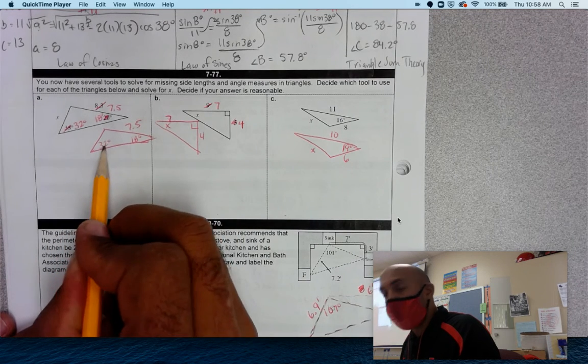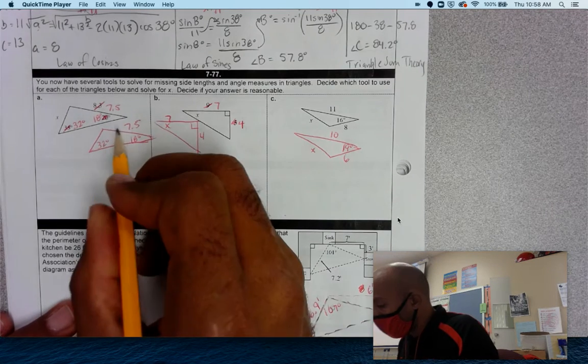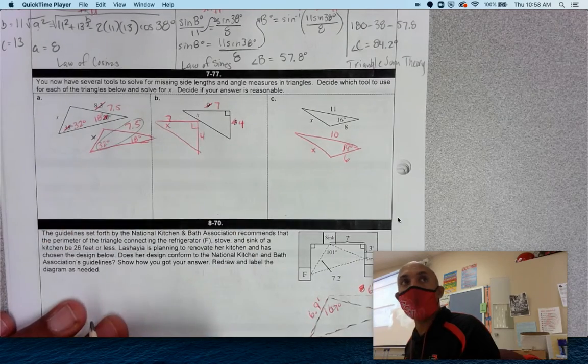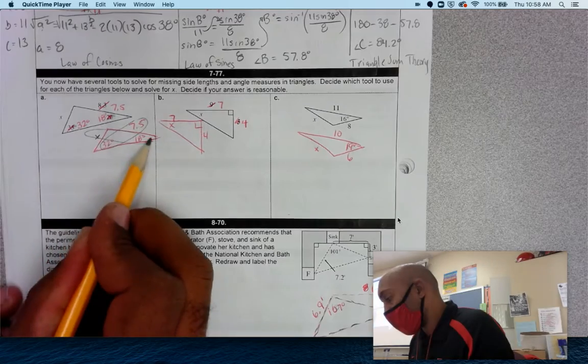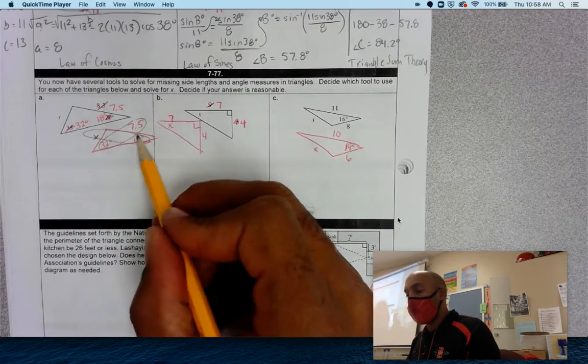This side and that angle are opposite of each other, so there's a pair. I forgot to include the x here. There's the x right there, and I'm looking for that one. And I have an angle across from that x. So I have an angle-side pair that is complete and one that has an unknown.